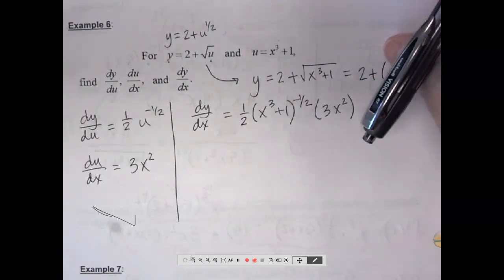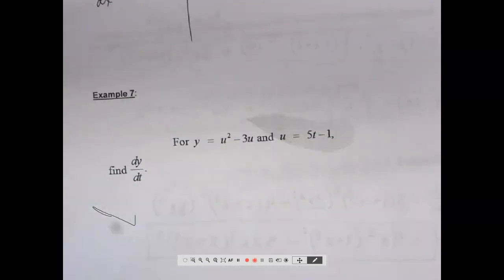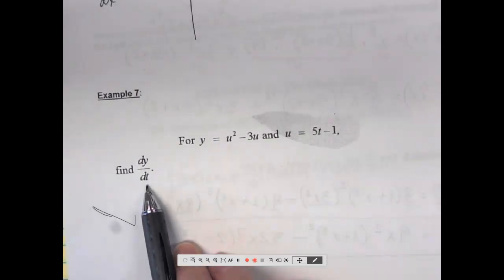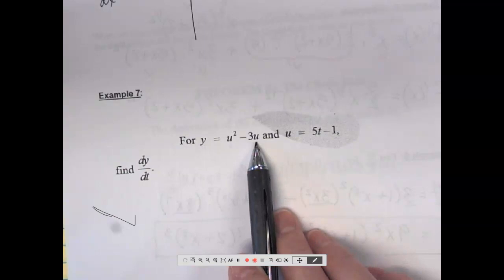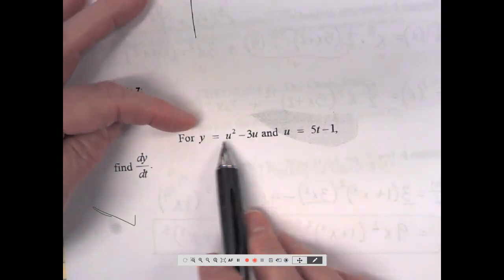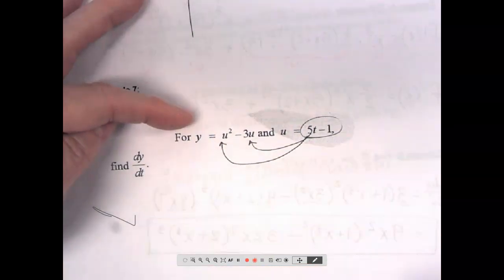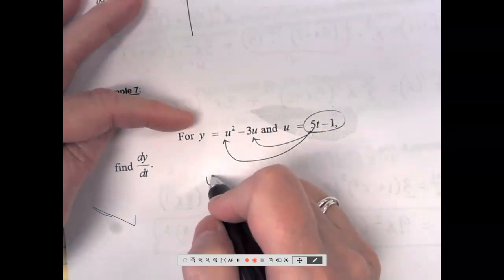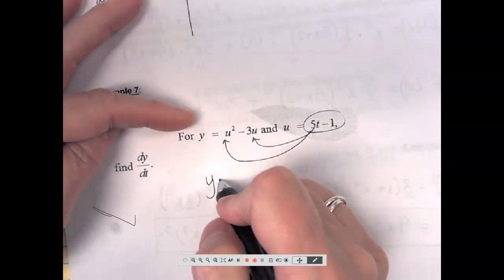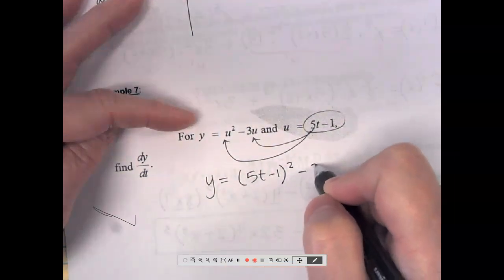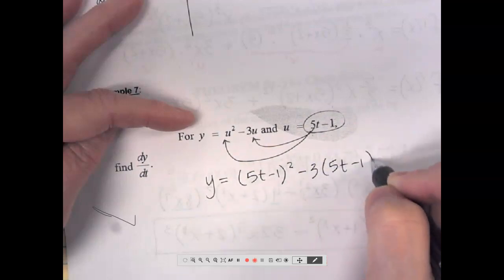All right, let's try example 7. So y equals u squared plus 3u, and u is 5t minus 1, but we want to find dy/dt. Y is not in terms of t, so we've got to make it in terms of t first. Okay, so let's plug this in the place. So I'm going to totally rewrite the equation for y. Then I can take its derivative. (5t minus 1) squared minus 3 times (5t minus 1).